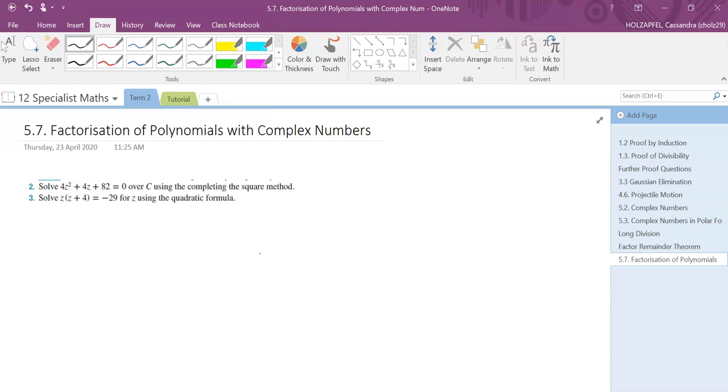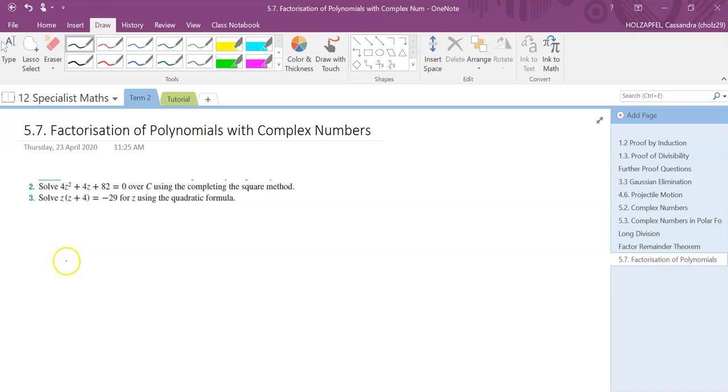The other thing that I want to show you is using the factor remainder theorem to determine factors of more complex polynomials. So let's just start off with a simple one. Solve 4z squared plus 4z plus 82 equals 0 over C using the completing the square method.